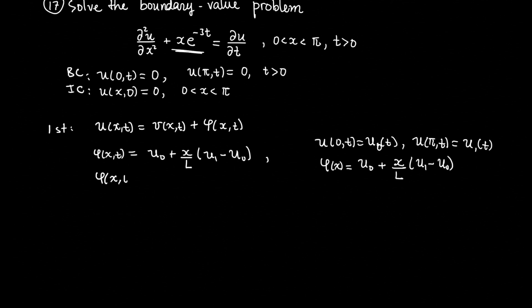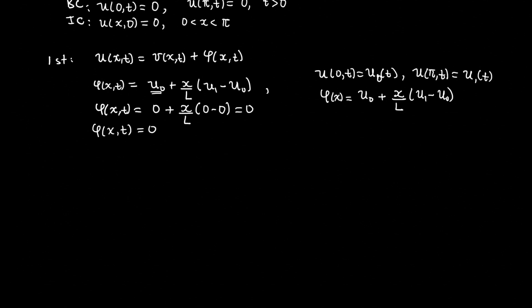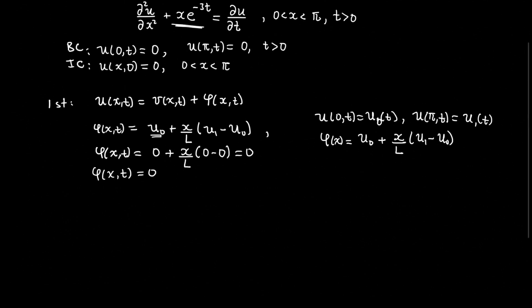So phi(x,t) is gonna be u0, the value of the first boundary condition, 0, plus x over L times 0, 0. So we end up with 0. So phi(x,t) is 0. We are lucky we ended up with 0 because the boundary condition given here is just 0. So that's great.